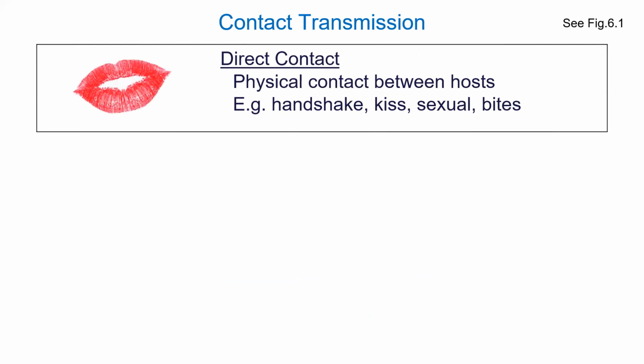Here's my joke of the day. We've got handshakes, kisses, sexuals, and bites. My joke is that's not a progression, that's just a list. But bites, like rabies, that's what we're thinking about, but any of these kinds of things. So you're directly touching somebody and you're getting it from them.